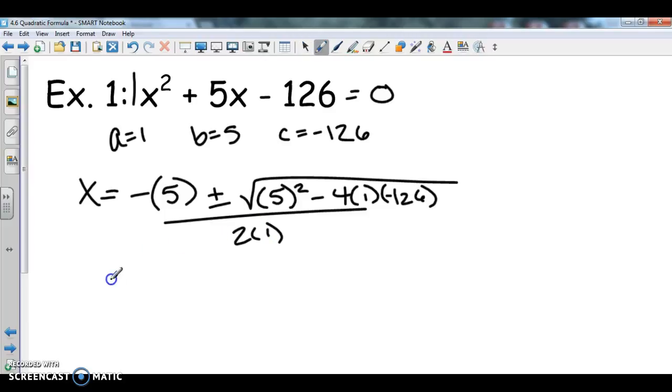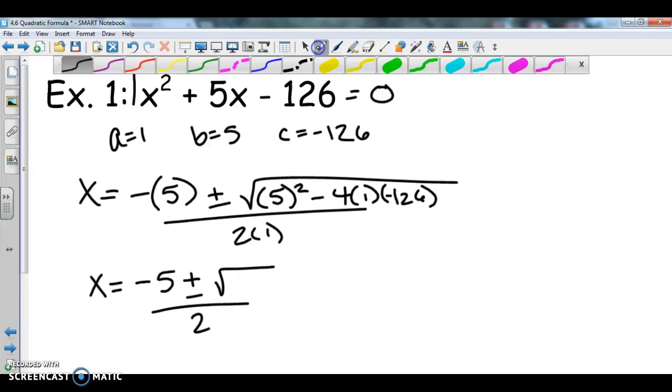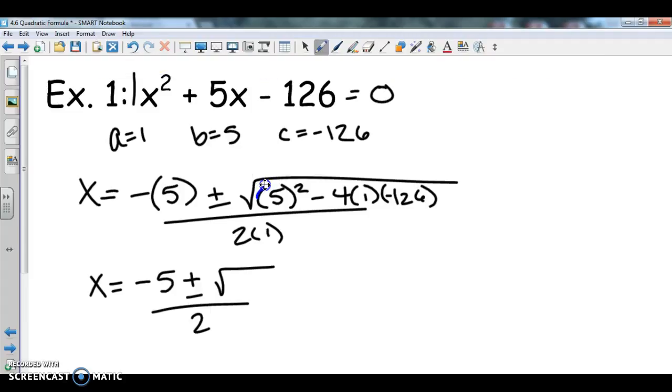So what you're going to do is write x equals negative 5. You're going to clean up each little section. So this is negative 5 plus or minus the square root all over 2. I haven't put anything underneath the square root because I'm going to use my calculator to help me do the majority of this. So you're going to plug in your calculator from here to here exactly as you see it.